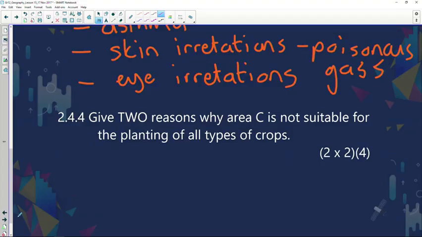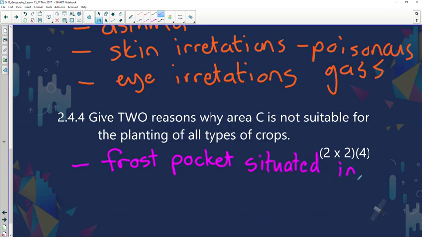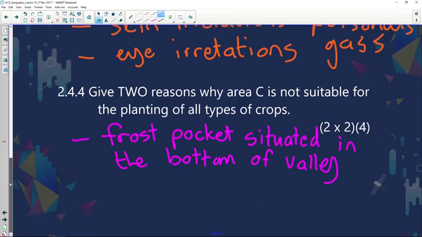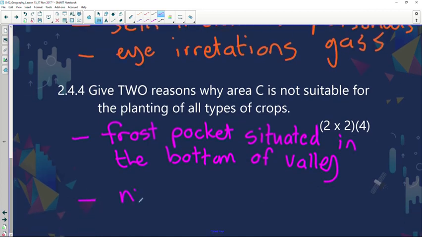So the correct answer is over there. Give 2 reasons why the area is not suitable for planting of all types of crops: because of the frost pocket situated over there, situated in the bottom of the valley, and the night temperatures drop below freezing.